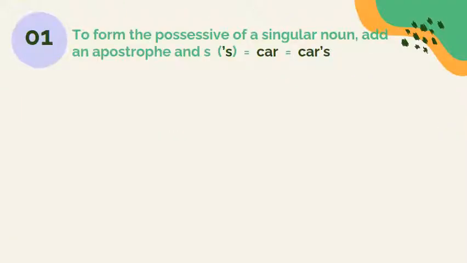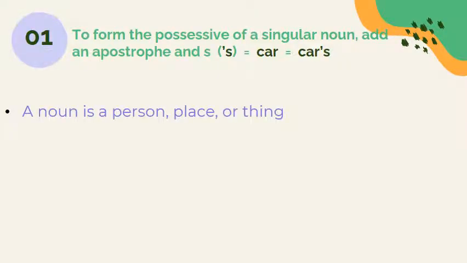Rule number 1. What does rule number 1 say? To form the possessive of a singular noun. So if I have a singular noun and I want to form the possessive of this singular noun, what should I do? I add an apostrophe and s. I should add an apostrophe then s. So if I have a singular noun, I should add apostrophe then s. Example, car. Car is a singular noun. Okay, and I want to show possession to it. So I have to add apostrophe then s.